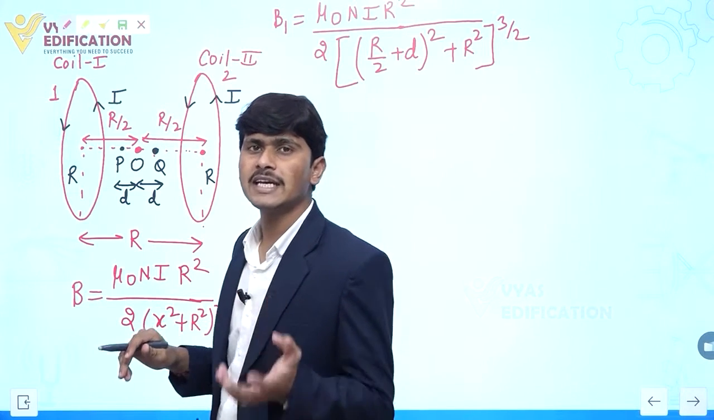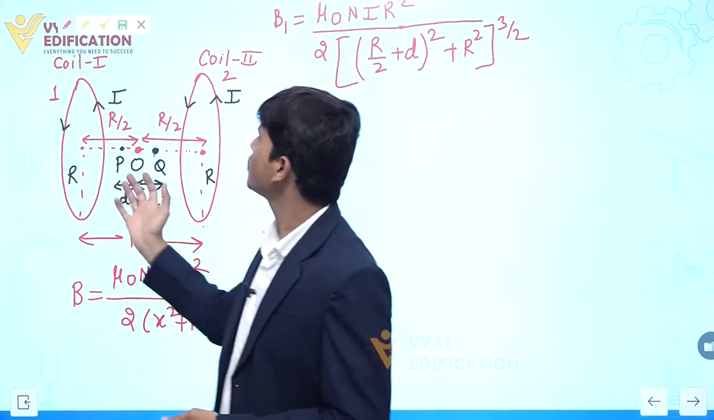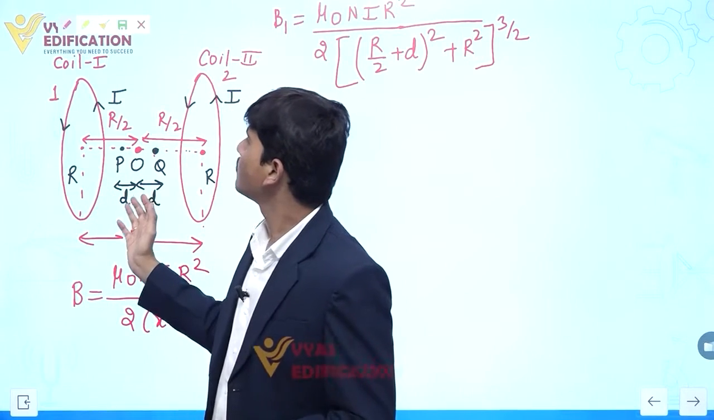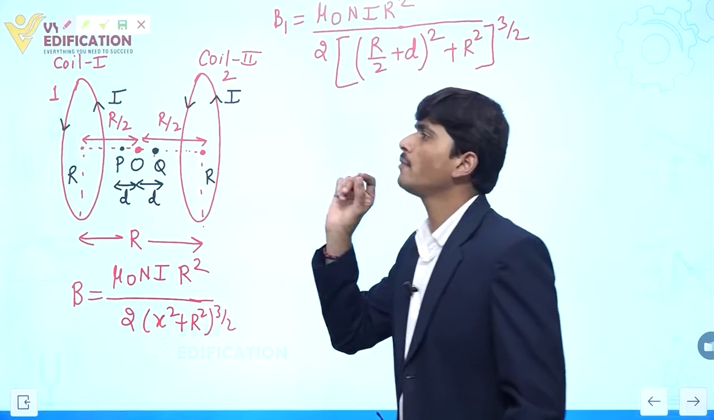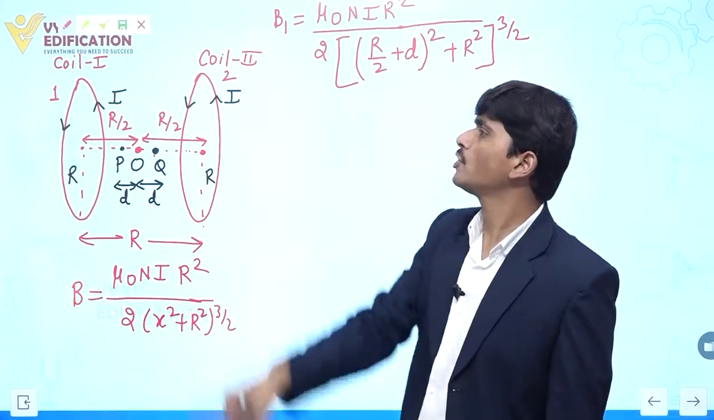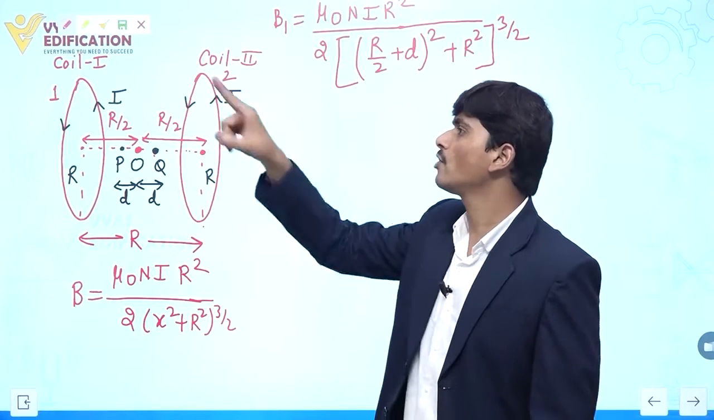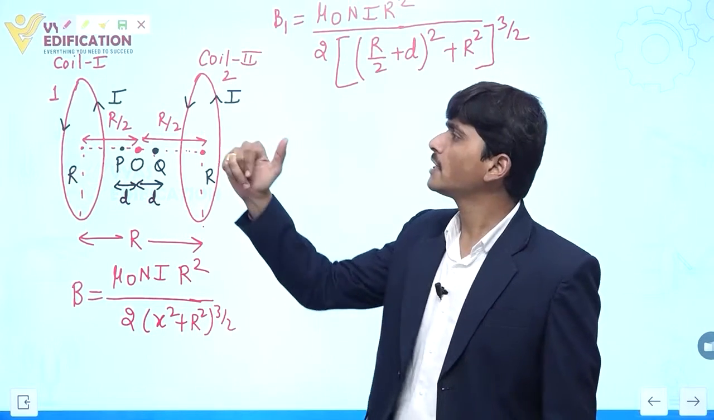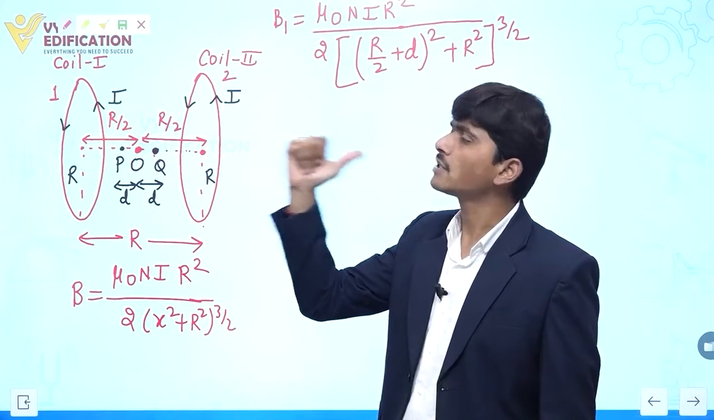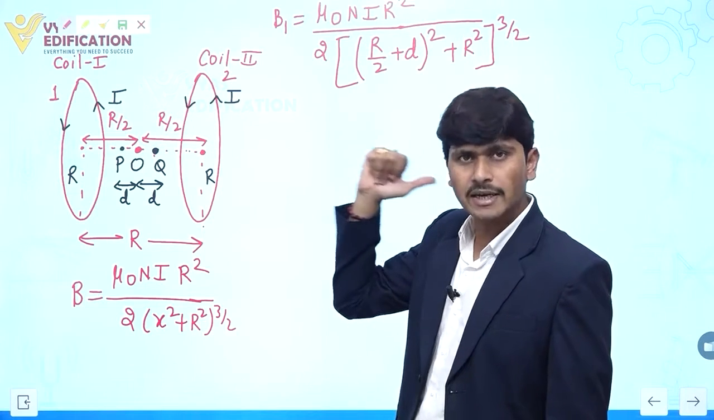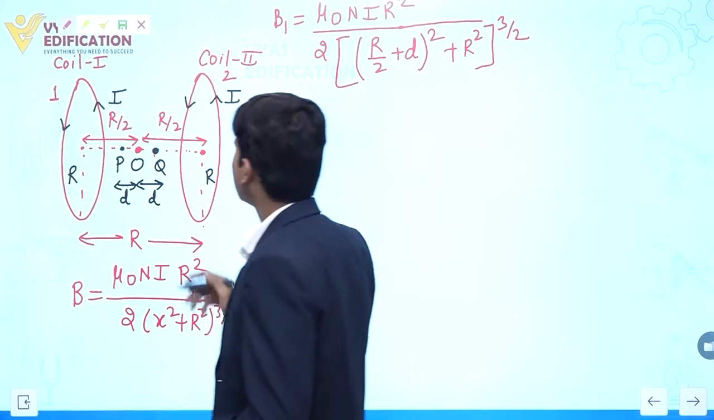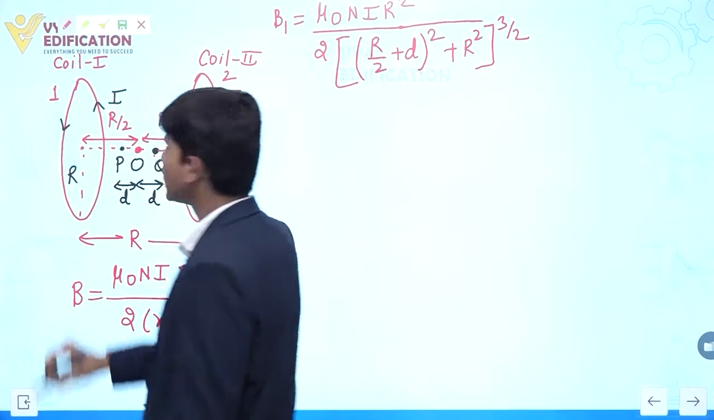And what is the direction of this magnetic field? Both are in the same direction. If I am observing from this side, and let's suppose here we have a coil, and current is flowing in anti-clockwise direction from my side, then if I curl my fingers like this, the thumb will indicate the direction of the magnetic field. So here we have the direction of magnetic field in this direction.